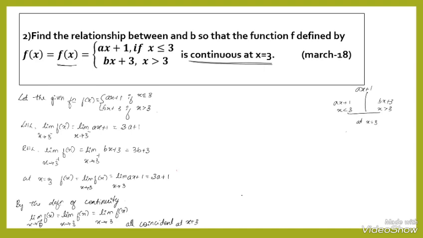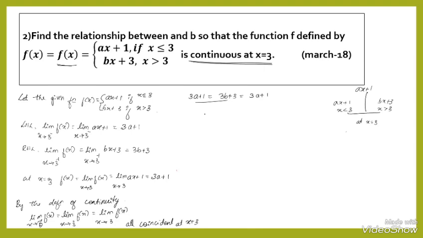3a plus 1 is equals to 3b plus 3 is equals to 3a plus 1. I will take these two, that is 3a plus 1 is equals to 3b plus 3. Now, we want the relationship between a and b.